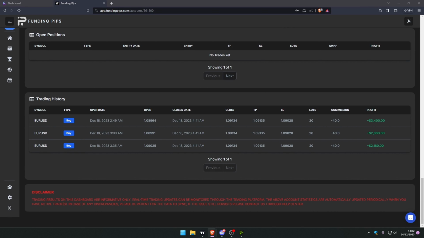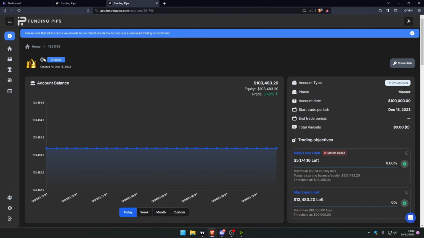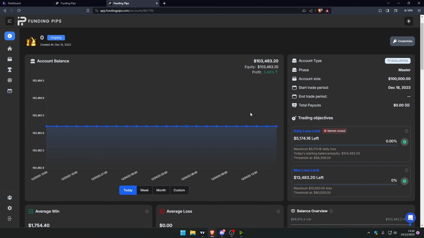Looks a lot like TradeZella, so that's also very nice. And then let's go to the other dashboard real quick, and let me show you guys that as well. So this is the other one as well. You can see, well, I changed it real quick, but 103K, account type, evaluation master, whatever. So yeah, just awaiting these payouts.